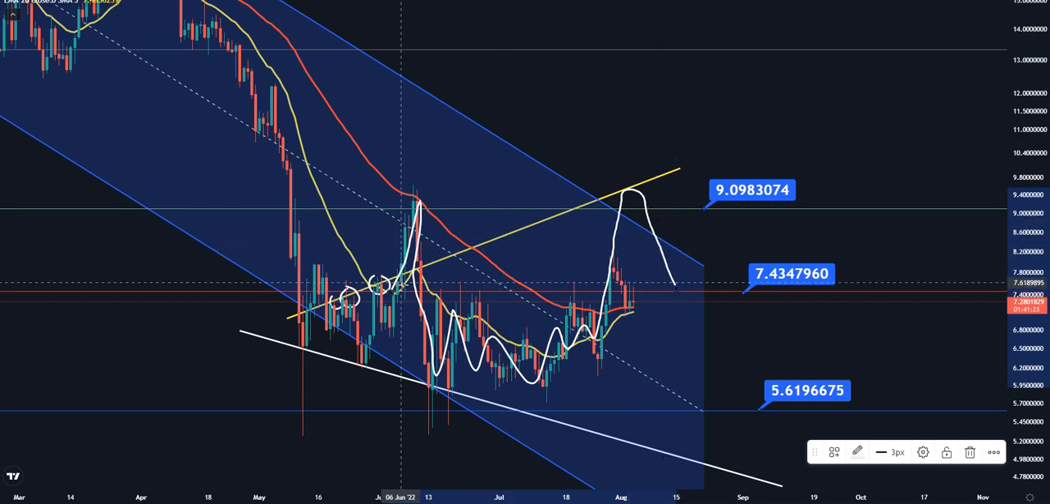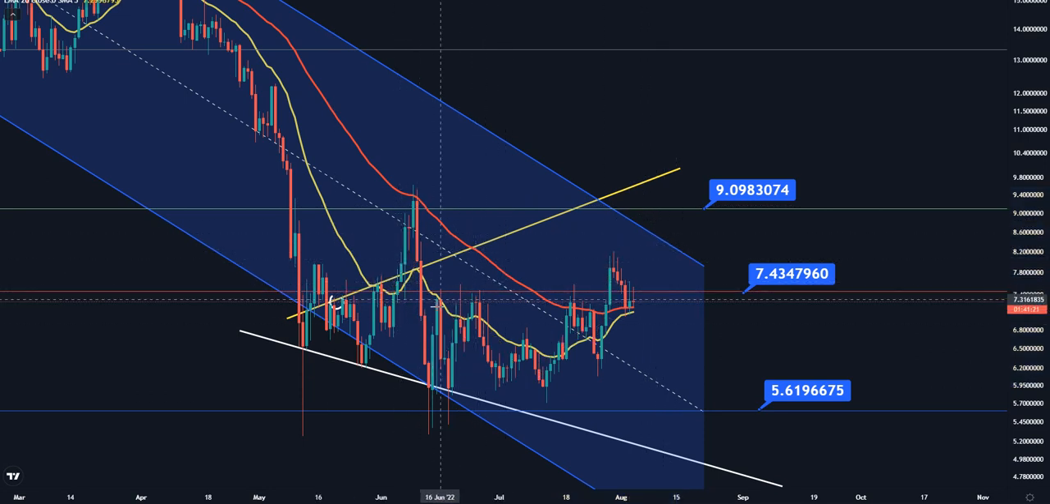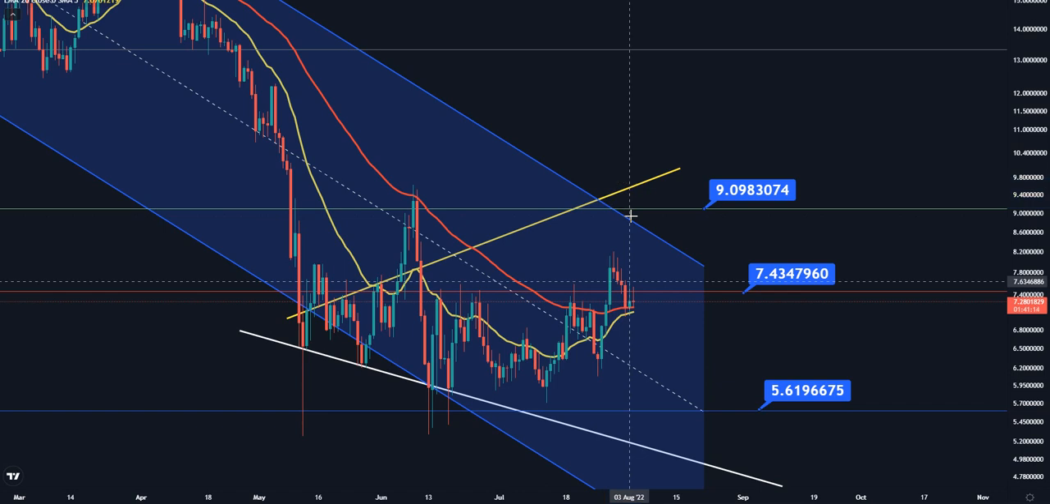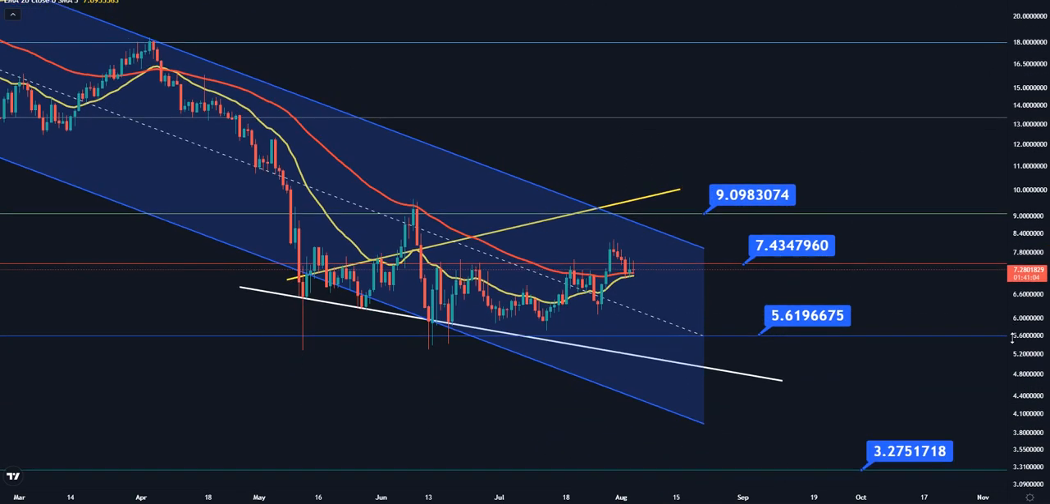So this yellow trend line is something that I'm keeping my eye on. And if I see a pump to this area, I might take some profits, because Chainlink right now is one of the few projects that I'm actually swing trading alongside SparkPoint and Orion Protocol. All the other altcoins I have, I'm staking them right now.